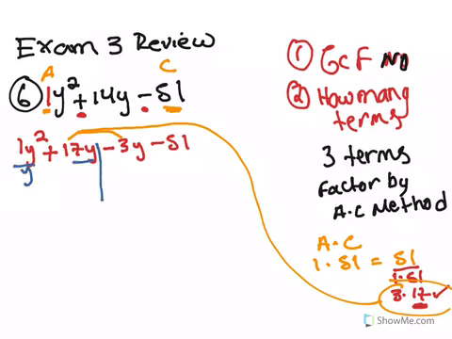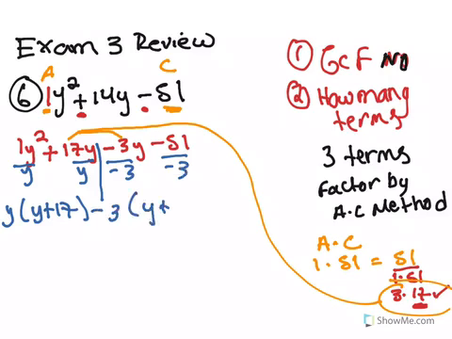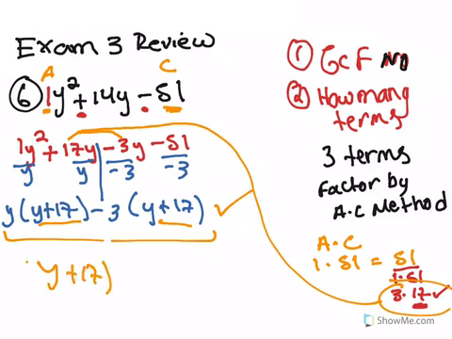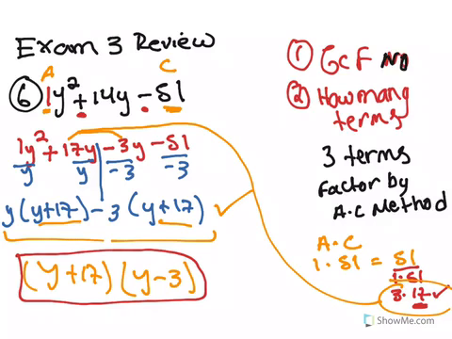These two have in common a y. y plus 17. These two have in common a negative 3. y plus 17. This is the same, this is the same. Yay! Now what this whole thing has in common is y plus 17. And then the leftovers is y minus 3. And that's your final answer for this example.